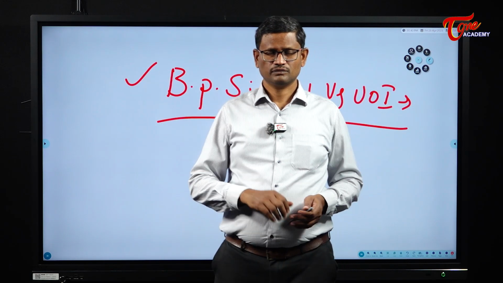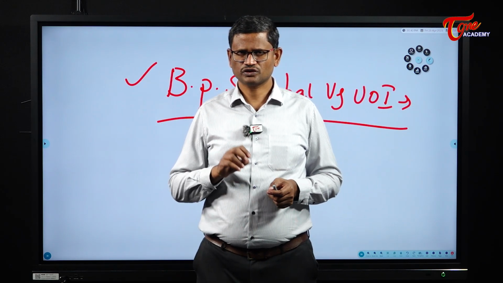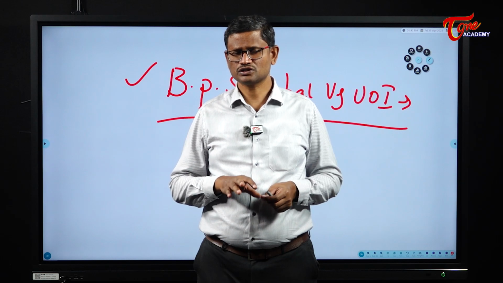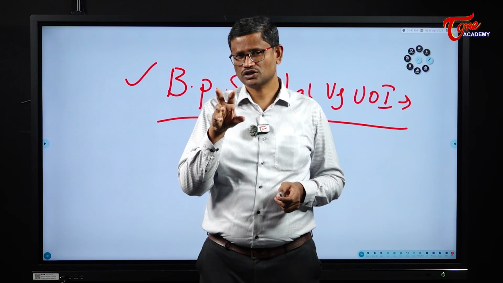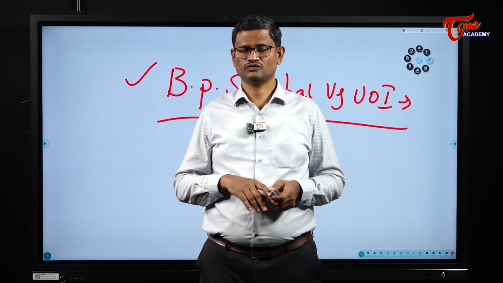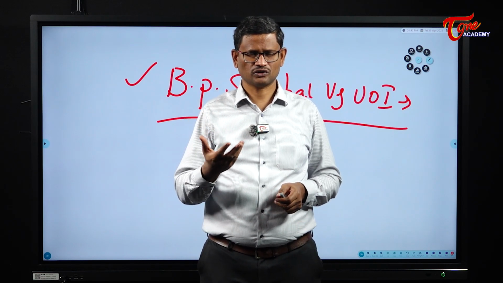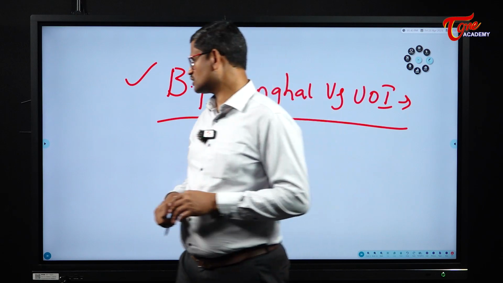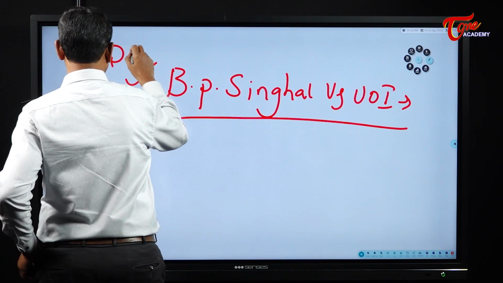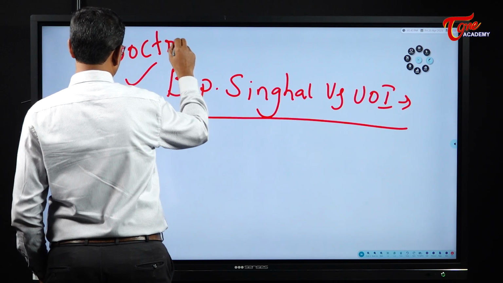See, initially in the Constitution of India, there was no fixed tenure to the governor. The governor stays in office during the pleasure of the president, which means the governor can be removed at any point of time by the president without a reason. So this is called the doctrine of pleasure.